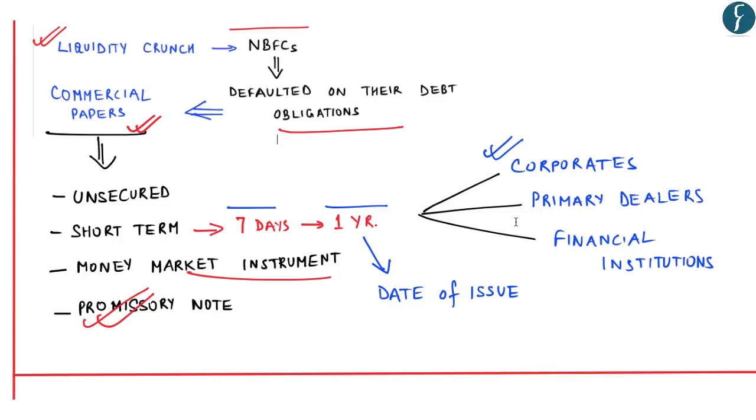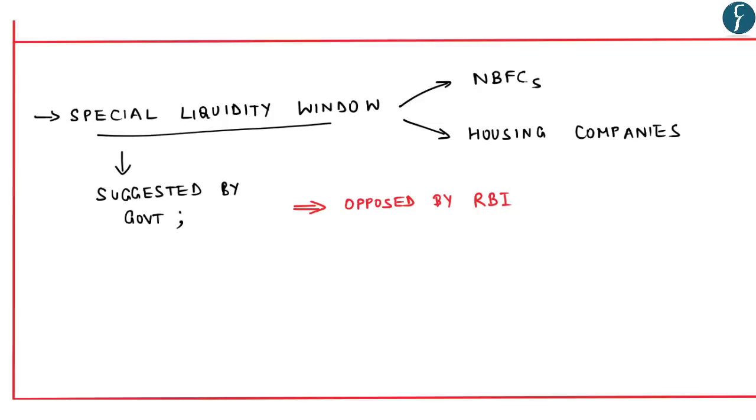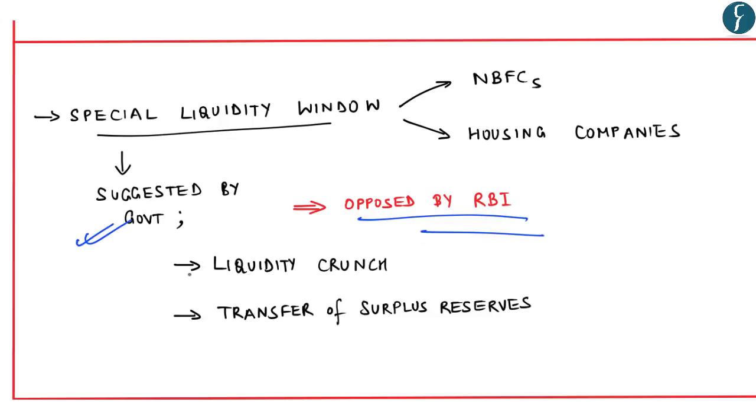Now, because of these defaulting obligations of NBFCs, the RBI, that is Reserve Bank of India, has come under great pressure from the Government of India to open a special window for these NBFCs, that is non-banking financial companies, as well as housing finance companies, so as to ease their liquidity requirements. However, this move has been opposed by the Reserve Bank of India. Thus, the issue of liquidity crunch as well as the transfer of surplus reserves from RBI to the Government of India has become a cause of friction between the RBI and the central government.